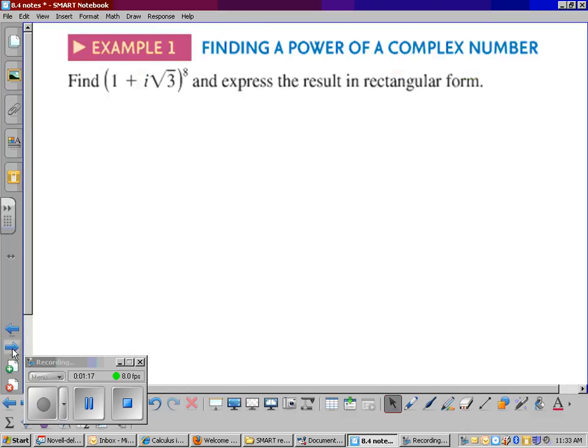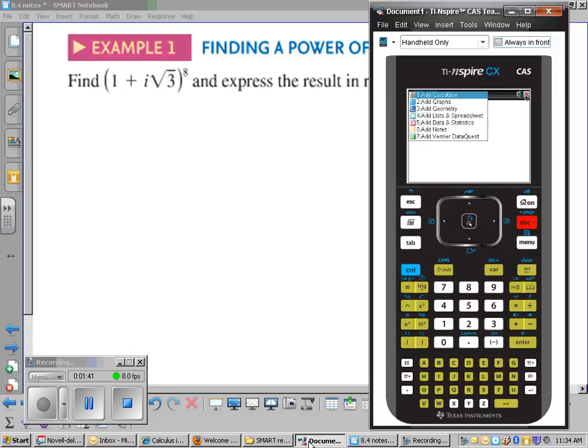So here we want to find the 8th power of 1 plus i square root of 3, which is in rectangular form. We want to give our answer in rectangular form, but we have to remember to convert to trig form to do this work. Now there's a way to convert. We've already done conversions from rectangular to polar form, and there's a lot of work in what we're going to do today, so I really don't want to go through the process of sketching the picture and finding the r and finding the theta. Instead, I'm going to show you how to do this on the Inspire. You can also do this on an 84 if you have an 84.